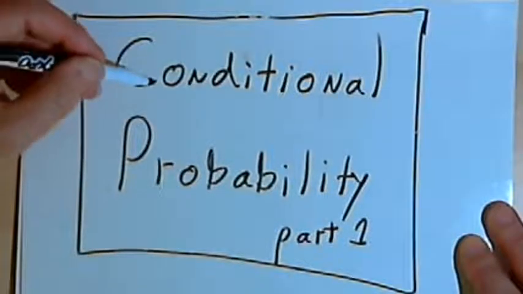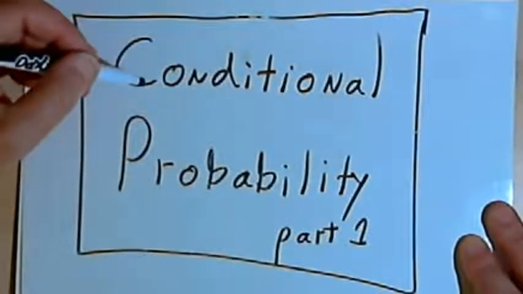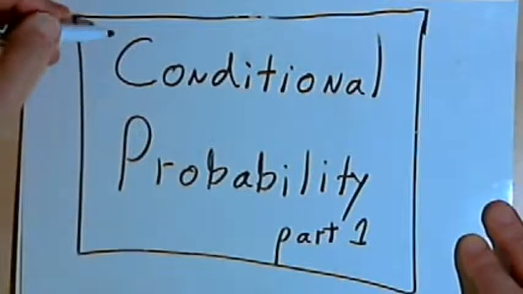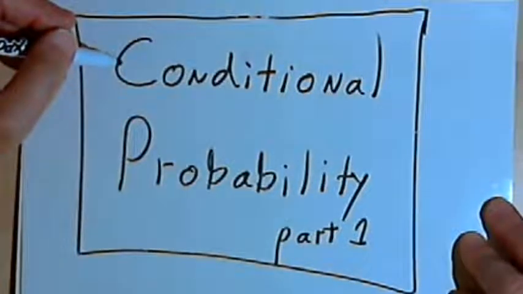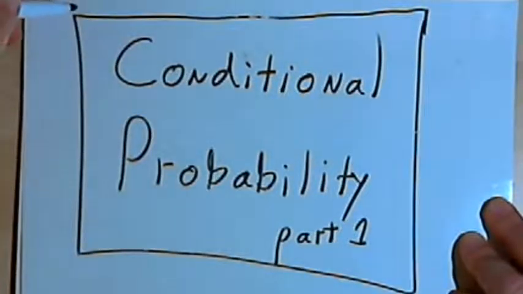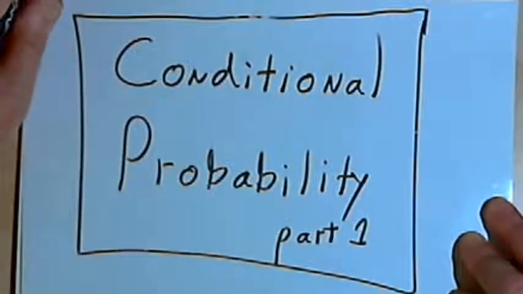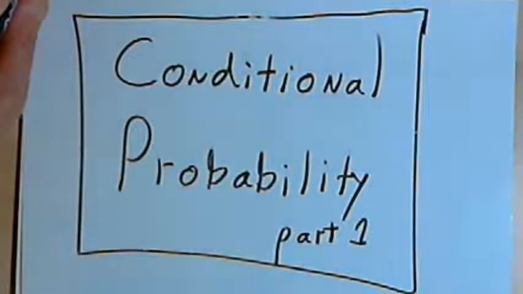And this is going to be the first of a series of videos about conditional probability. Conditional probability can be somewhat difficult to understand, so what I want to do is start with a couple of fairly simple, intuitive examples, and then go on to something more difficult. So here's the first example.